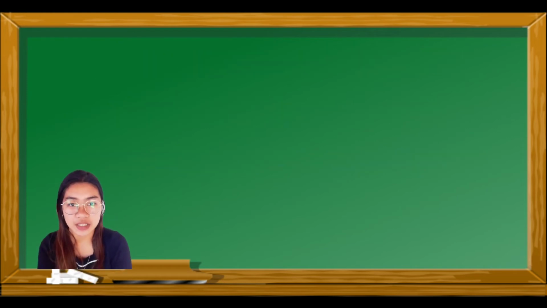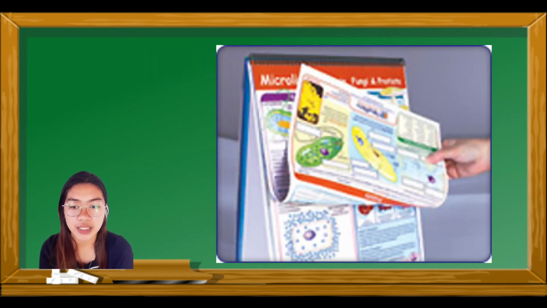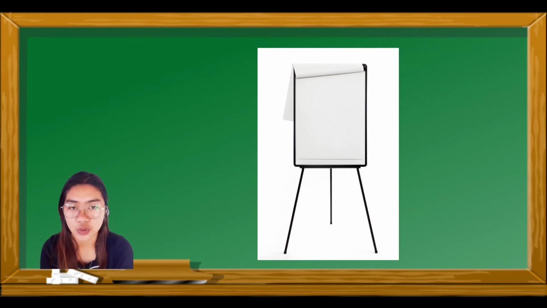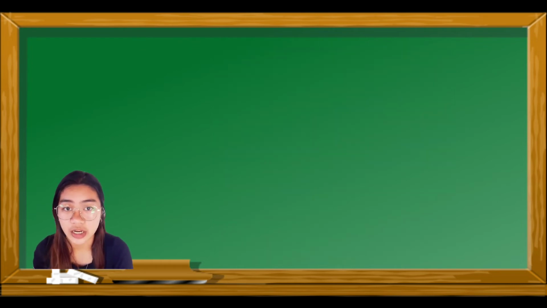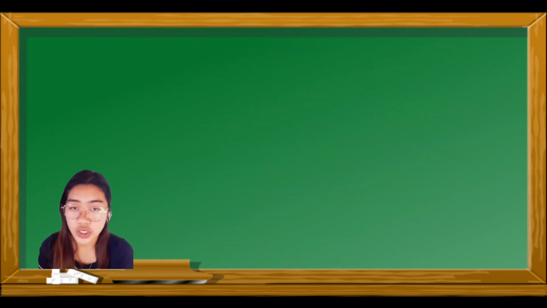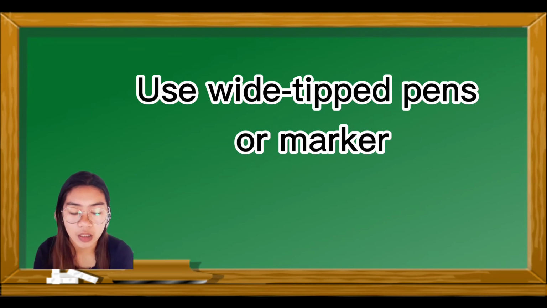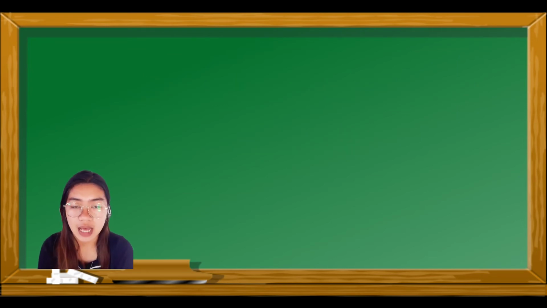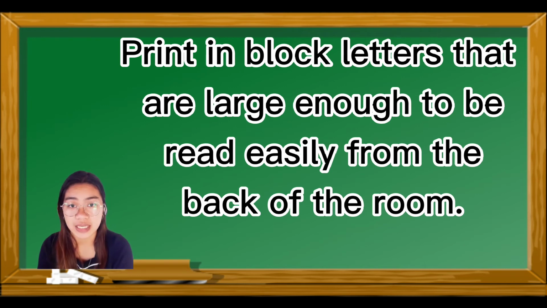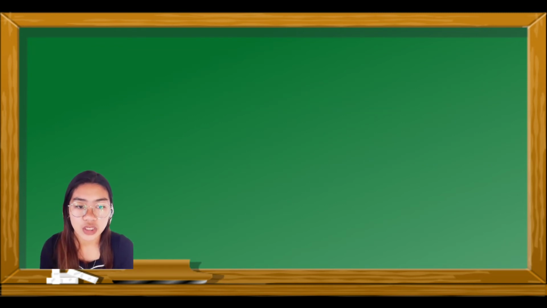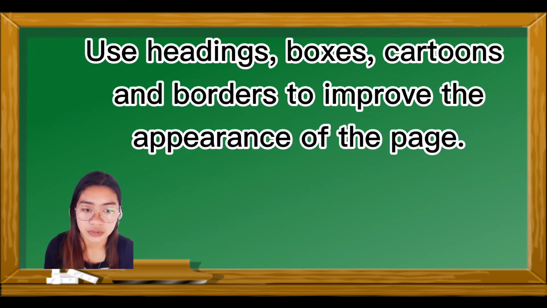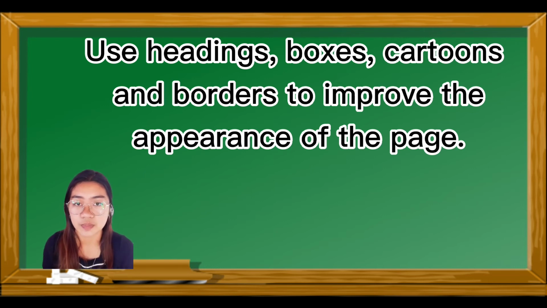Now, let's proceed to number 4, flip chart. A flip chart is a large tablet or pad of paper, usually on a tripod or a stand. There are 10 suggestions for using a flip chart. First, use wide tip pens or markers. Second, print in block letters that are large enough to be read easily. Third, use different colored pens to provide contrast. 4. Use headings, boxes, cartoons, and borders to improve the appearance of the page.